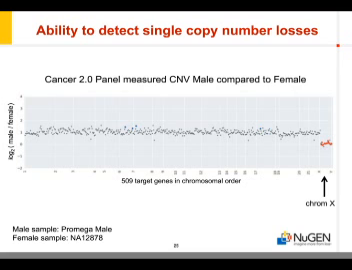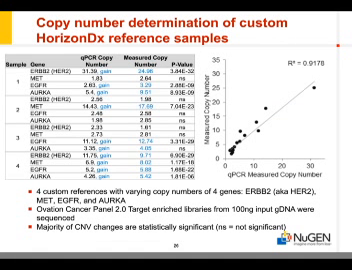To further test the accuracy of our copy number measurements, we've also applied the Ovation Cancer Panel 2.0 to 100 nanograms genomic DNA from 4 cancer reference samples that we've obtained from HorizonDx. These particular reference samples have varied copy number levels measured by qPCR for 4 genes. Those genes are ERBB2, also known as HER2, MET, EGFR, and Aurora kinase A.